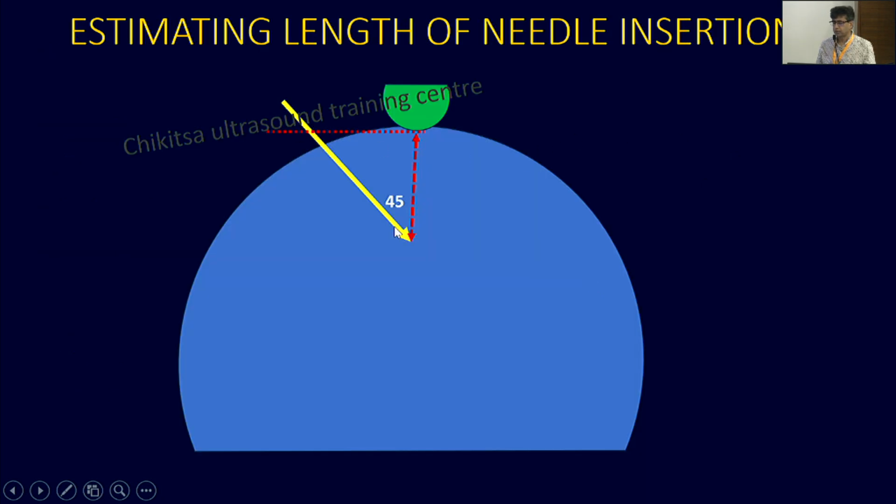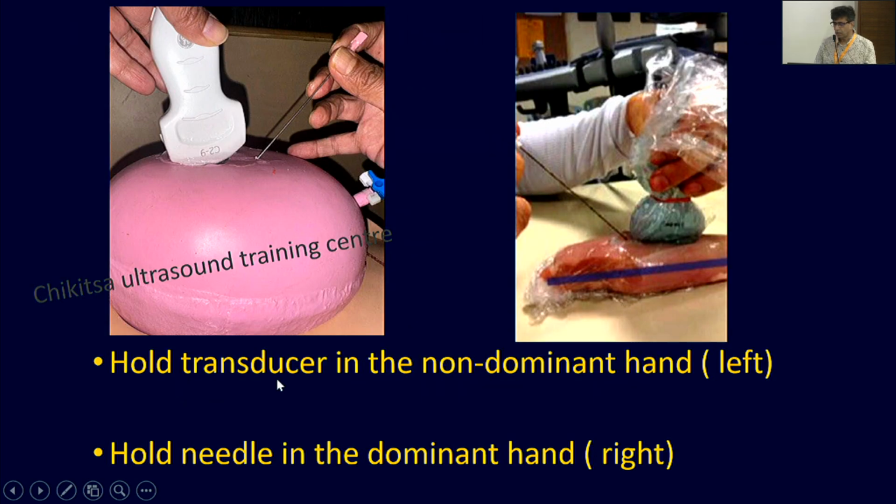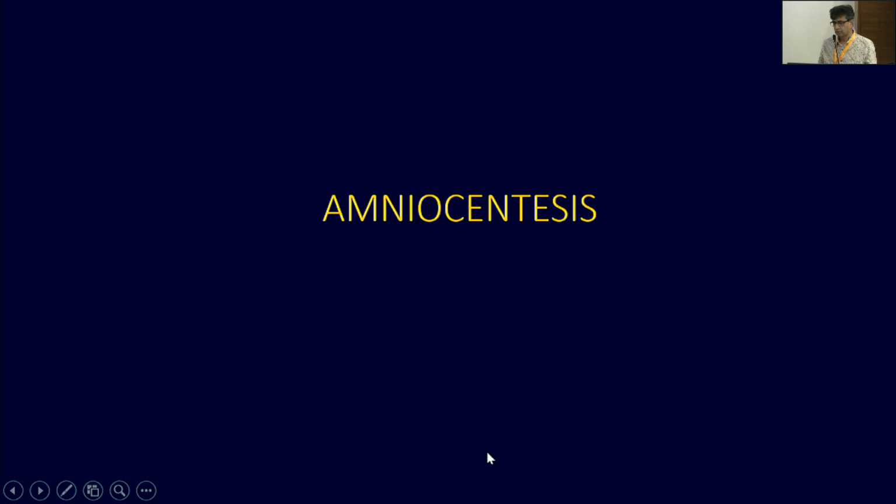Dr. Raju Saith has already told you how to estimate the length of the needle. If you put your probe directly over the target site, you'll get a particular depth. You know what that depth is, and the needle is going to be inserted a little more than that particular depth, which you get after putting the probe directly on top of the target site. Now you are going to hold the transducer probe in the non-dominant hand, which will generally be the left, and you will hold the needle in the dominant hand, which is the right hand.